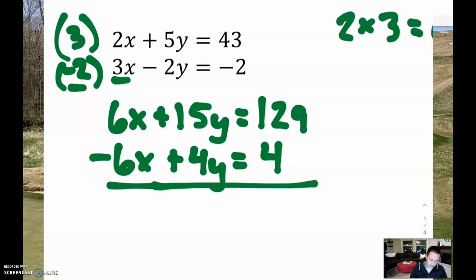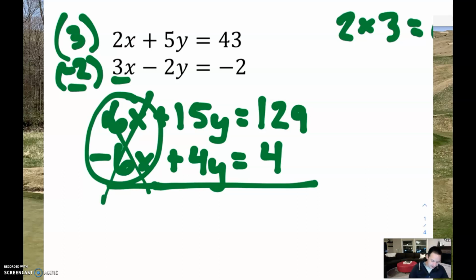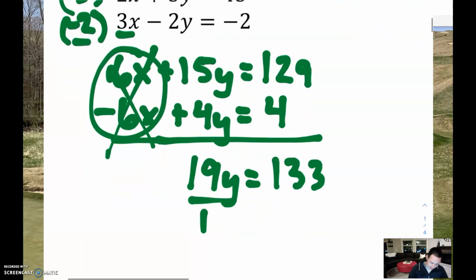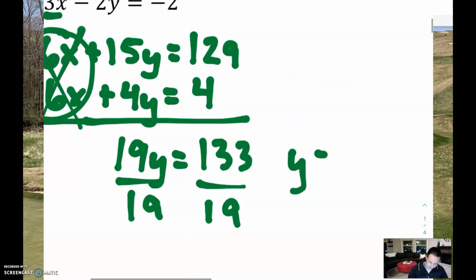Then what we're going to do is just add these two rows together. And hopefully you see why we did that whole process, because when we add 6x and negative 6x, they're eliminated. They cancel each other out. It's why it's called the elimination method. And if we add these, we get 19y. Add these, we get 133. Divide by 19. And we have now found that y is equal to 7.